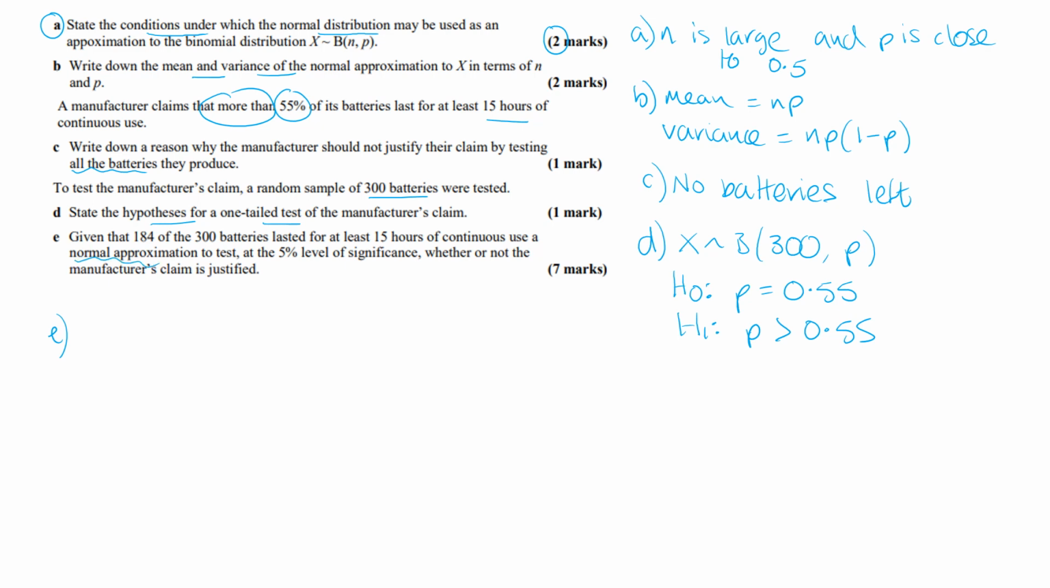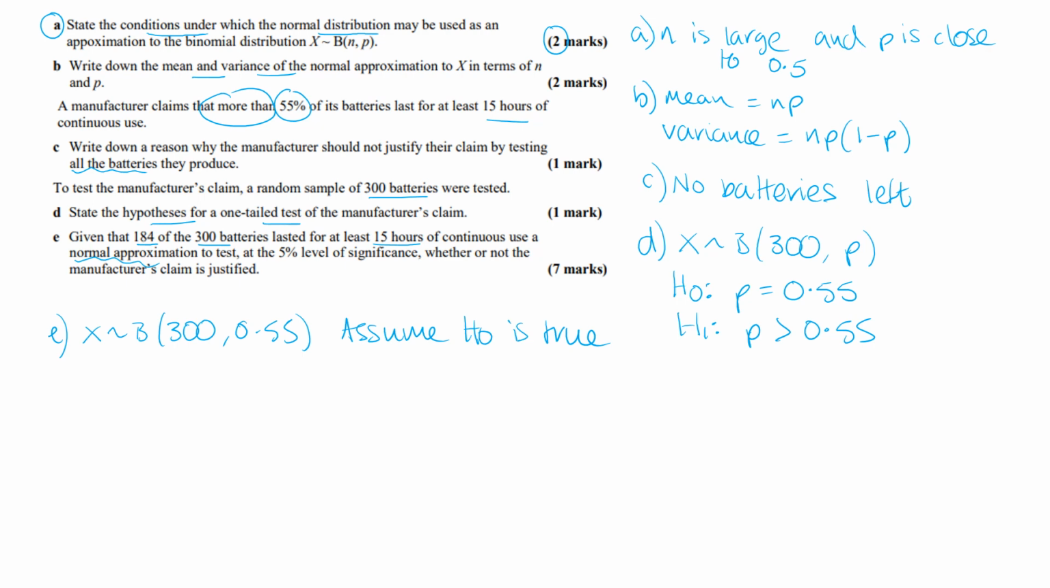And then in part E, we're actually asked to carry out the test, but use a normal approximation, because out of the 300, which is a large N, 184 have lasted for 15 hours or more. So if X is binomially distributed and we've got 300 and 0.55, and we can assume H0 is true, so that's on the basis that we think it is 55%.